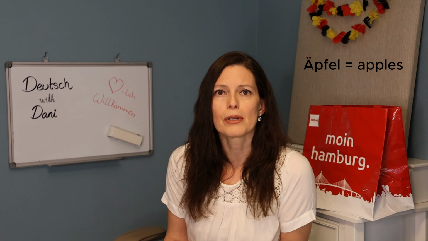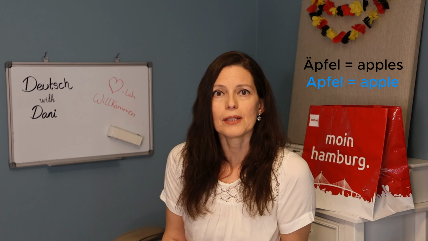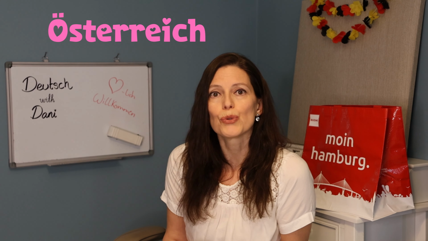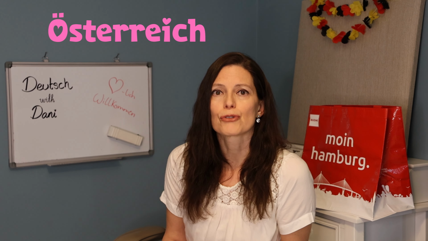One example is the word Mädchen. Then we have the word Äpfel. There you hear it more, Äpfel. So this is just the plural of Apfel, apple. And then we have the letter Ö. This is a combination of O and I. Ö. It's in the word Österreich, the country, Austria.